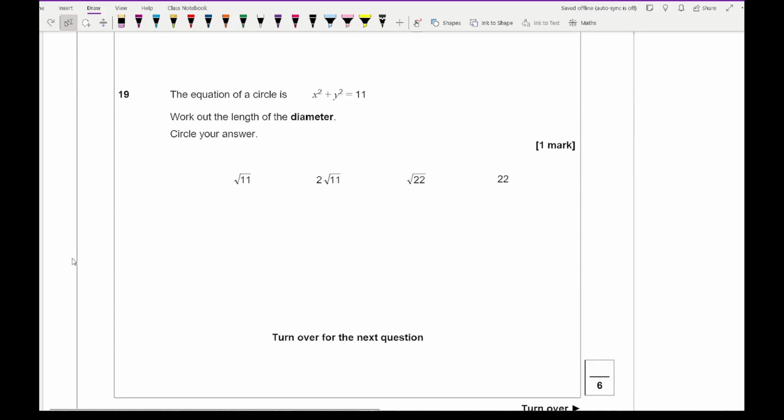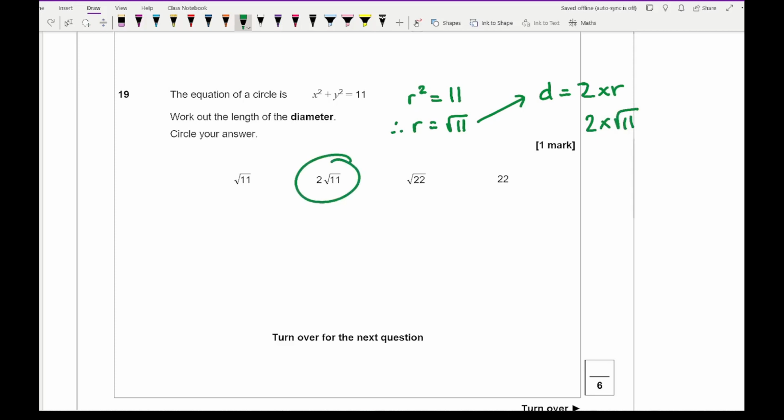Question 19, it says the equation of the circle is x squared plus y squared equals 11. Work out the length of the diameter. Well, the radius squared is 11, so that means the radius has got to be root 11. And to find the diameter, I need to multiply the radius by 2. So therefore, it's going to be 2 times root 11, which is my second option.